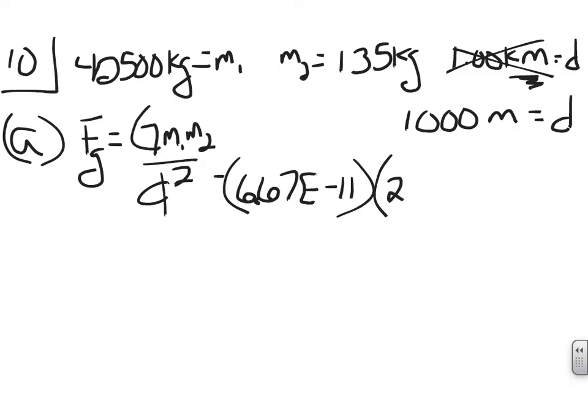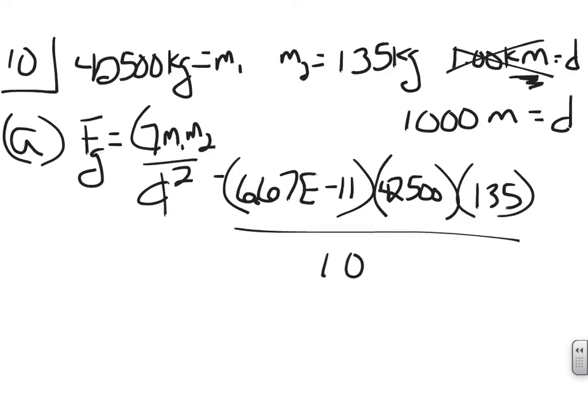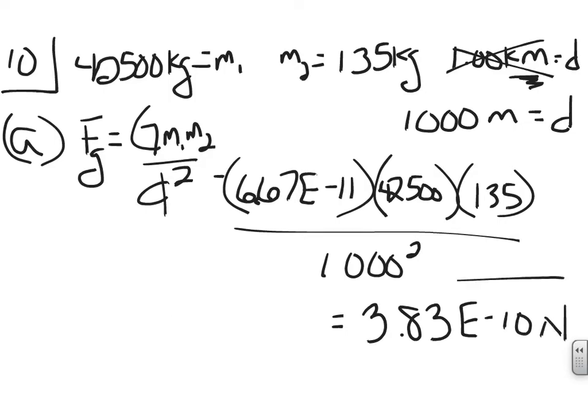Then this one's going to be 42,500, and this one's going to be 135. And we're going to divide that by our distance of 1,000 squared. So after we do this, we find our whopping big number of 3.83 with an exponent of negative 10, because of course it's a tiny force because there's not much gravity with things that are that small.